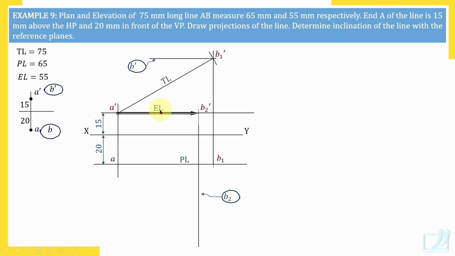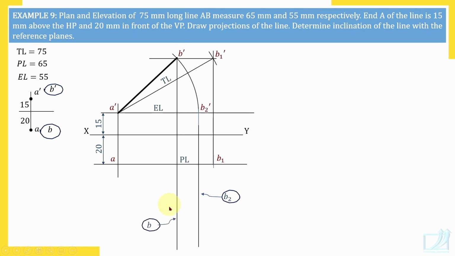Which other view has length EL? A dash B dash, and you know now horizontal line for B dash. So up to that line you rotate A dash B2 dash to get A dash B dash. Now if you join A dash B dash, it will be front view of the line. Now when you use compass, you get a new point again. So leave that compass and through B dash draw vertical line again. So on this line somewhere point B is. We are sure about that.